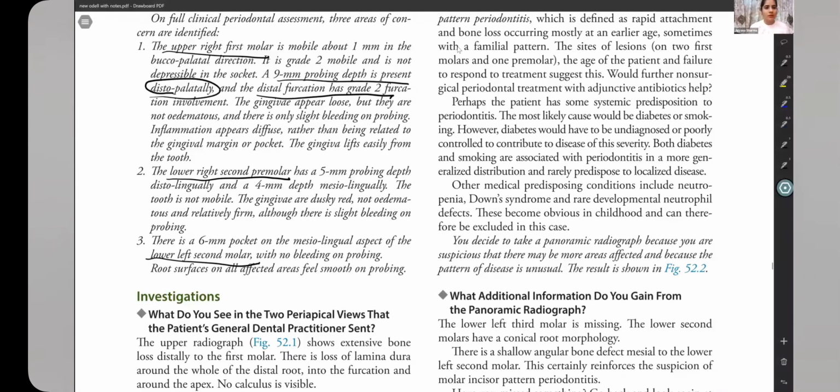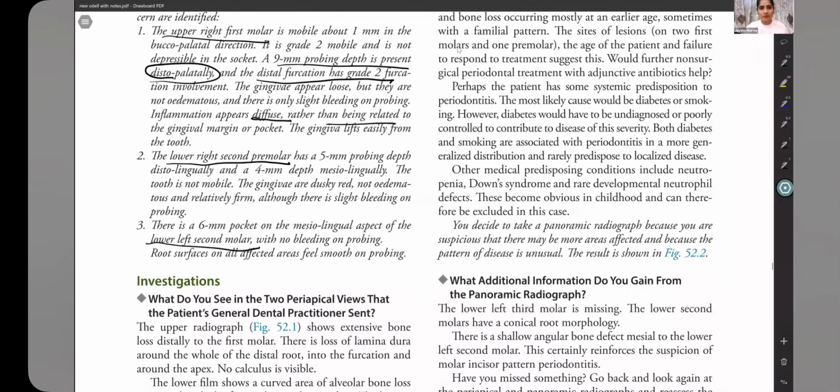The gingiva appears loose, but it is not edematous, red or inflamed, and there is only slight bleeding on probing. So considering the amount of destruction of bone, the gingiva does not replicate the picture of inflammation. Gingiva shows a very minimal amount of inflammation. Whatever inflammation there is, it is diffuse rather than being related to the gingival margin or pocket. Gingiva also is easily liftable from the entire tooth.